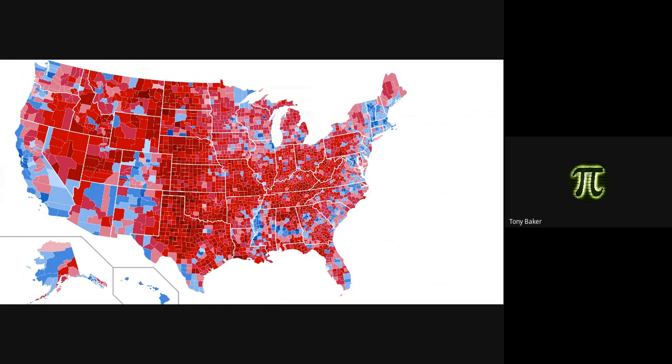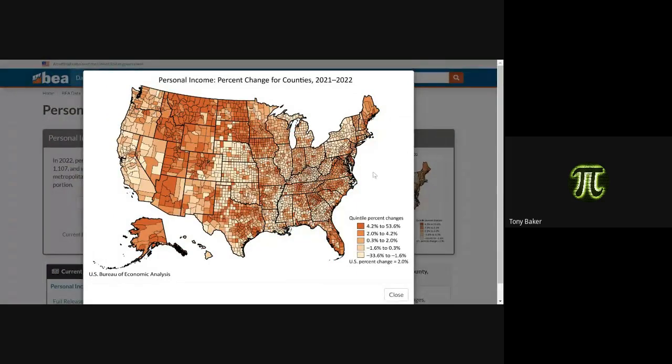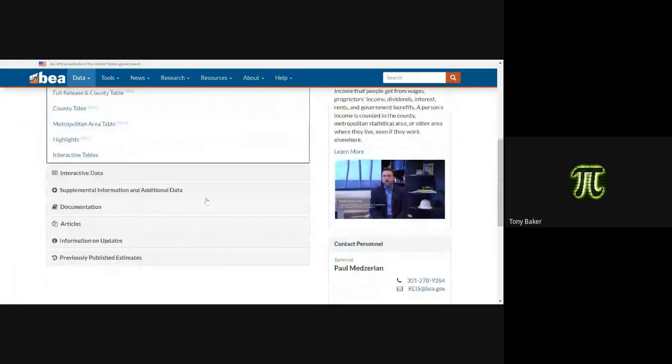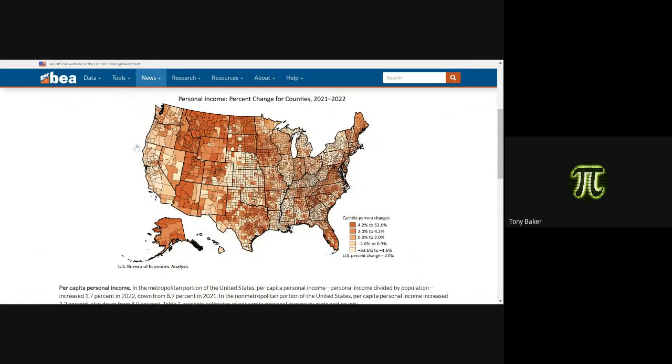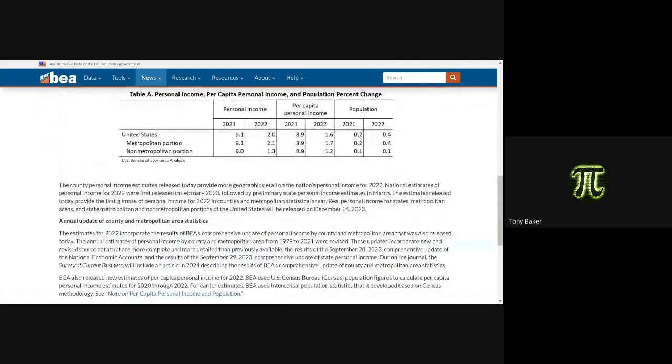Let's see if I have, let's see. Yeah, there's so many giant counties out west. Oh yeah, and it's massive. Like here's income rates. Oh, that's percent change. So this is how much people's income changed. That's not what I wanted. It's still changed. I want the whole graph.